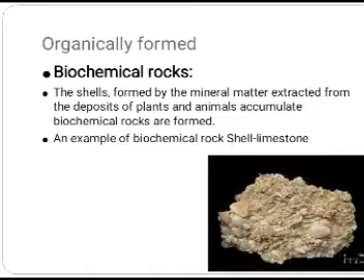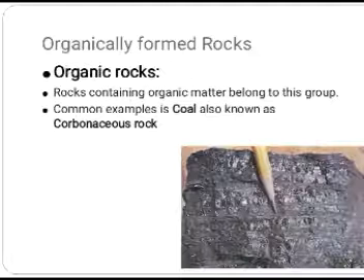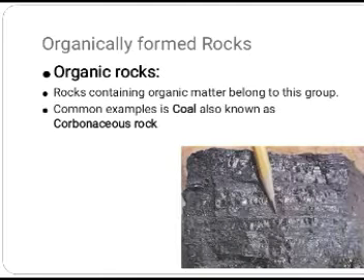Organically formed rocks include biochemical rocks and organic rocks. The biochemical rocks include shells formed by mineral matter extracted from the deposits of plants and animals. When accumulated, biochemical rocks are formed. An example of a biochemical rock is shell limestone.